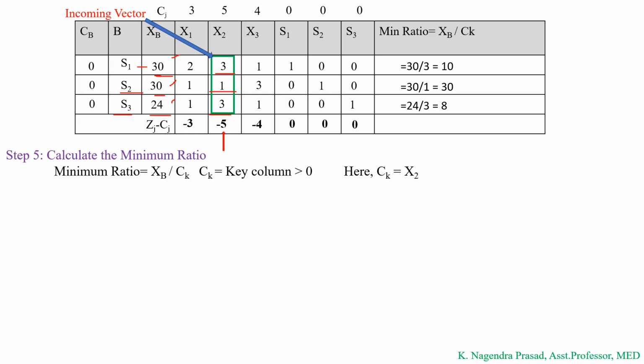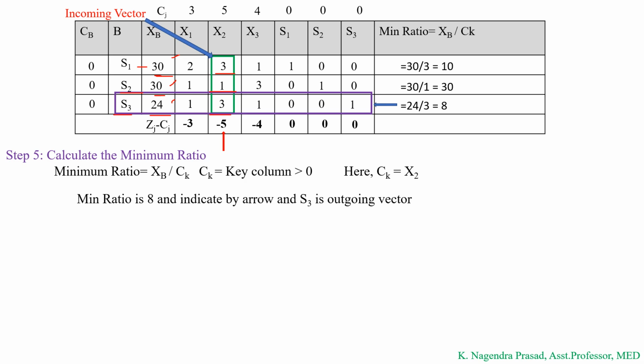So the xb divided by ck values are 10, 30 and 8. Among these values we have to identify the minimum value. So here the minimum value is 8 for the S3 row. So the S3 row we call the key row, and this we also call the outgoing vector. So the basic variable S3 leaves the basis.